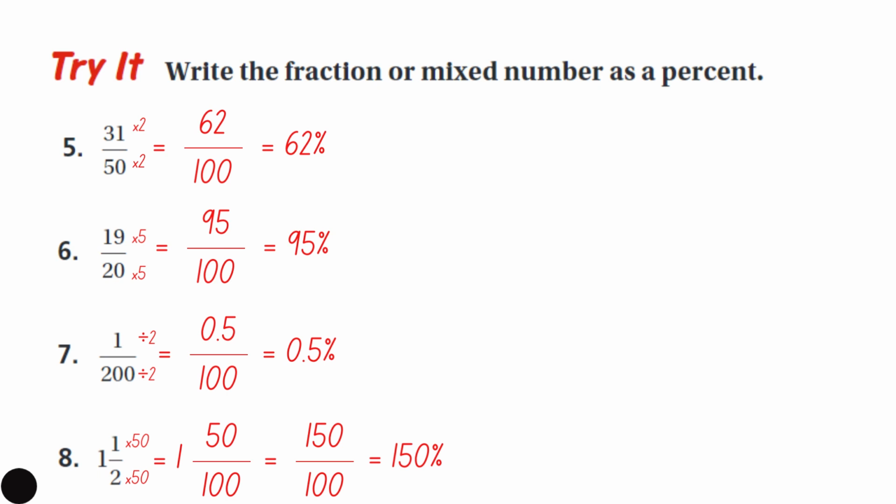Number 7 is 1/200th. That's a very small amount. If we divide the top and bottom by 2, we can get the denominator to be 100. So then we have 0.5 or 5/10 over 100, which is 0.5% or half of a percent. Number 8 is 1 and 1/2. Because it has a whole number 1, we know it's going to be more than 100%. If we multiply the top and bottom of the fraction by 50, we get 1 and 50/100ths, or 150/100ths, which is 150%.